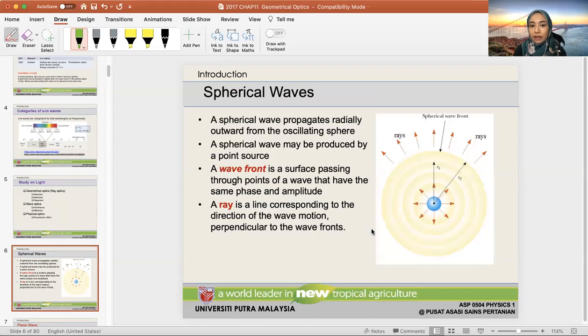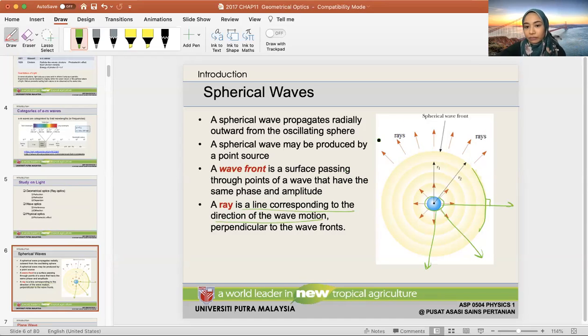Okay, so here we have a spherical wave. A spherical wave propagates radially outward from the oscillating sphere. We've seen this diagram before from our sound chapter, where we had a source in the middle and our sound propagated outwards, right? And then we said there was a wavefront, and the wavefront is perpendicular to the rays, to the propagation. So a ray is a line corresponding to the direction of wave motion. So the wave propagates outwards, and that is called a ray.